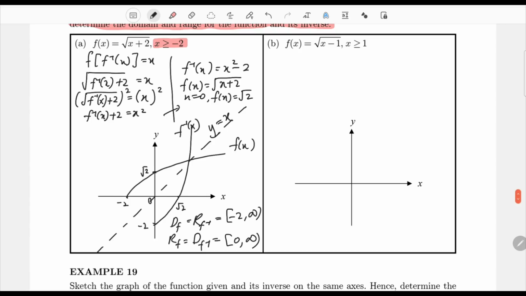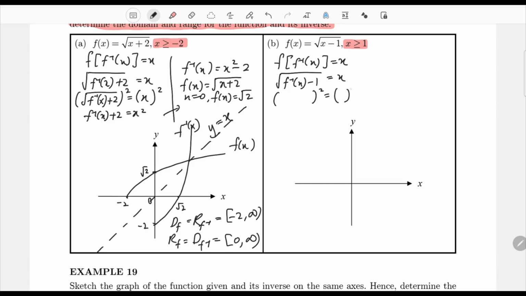Alright, let's look at B. We have f(x) equal to square root of x minus 1. So x greater than or equal to 1. So find your f inverse. So f of f inverse of x equal to x. So square root of f inverse of x minus 1 equal to x.